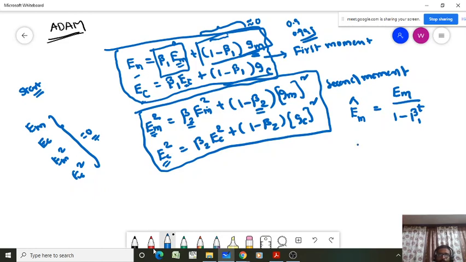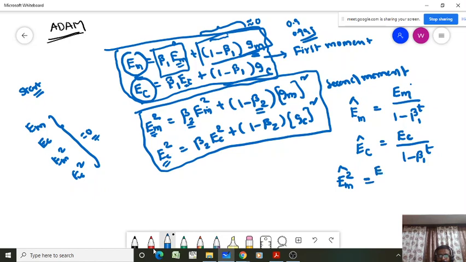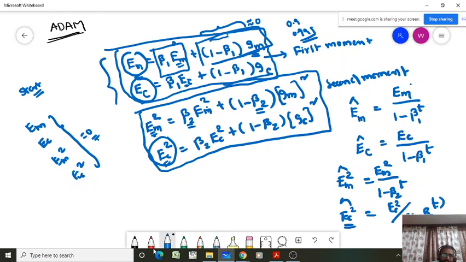Similarly, you calculate the bias corrected exponential decaying average of model parameter C, EC hat, which is EC divided by 1 minus beta 1 power t. T represents the iteration. Similarly, the bias corrected average of squared gradient, EM2 hat, is equal to EM2 divided by 1 minus beta 2 whole power t, and EC2 hat is equal to EC2 divided by 1 minus beta 2 power t. Beta 2 we know, t is the iteration, and EC2 comes from here, so you can easily calculate the bias corrected estimations. These are the normal, non-bias corrected estimations, and these are the bias corrected estimations.